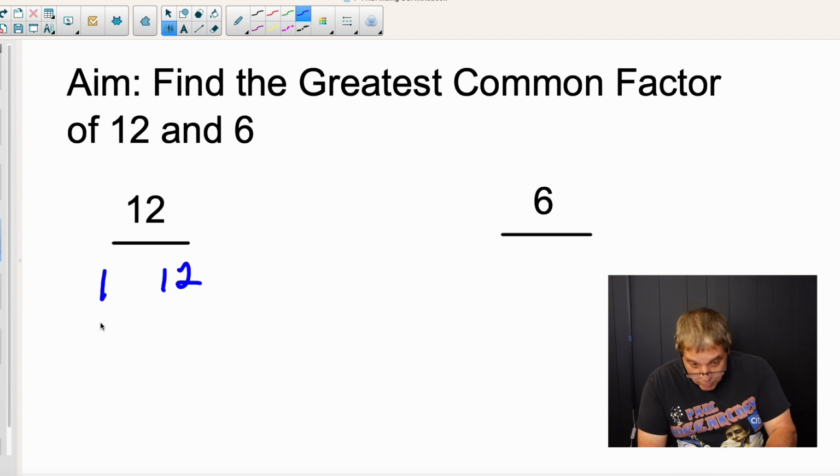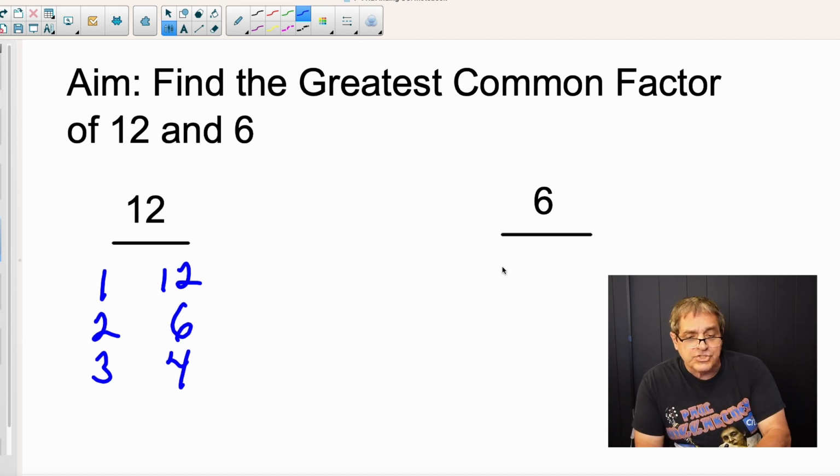So 2. Well, is 2 a factor of 12? Yes, because 2 times 6 is 12. What about 3? Yes. 3 times 4 is 12. And then if I either end up with the same number or they're just one digit apart, that means I've covered all of the bases. So the factors of 12 are 1, 2, 3, 4, 6, and 12.